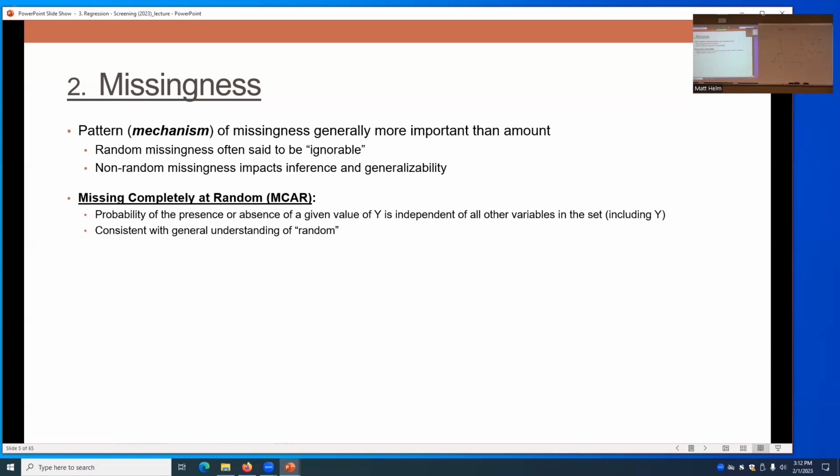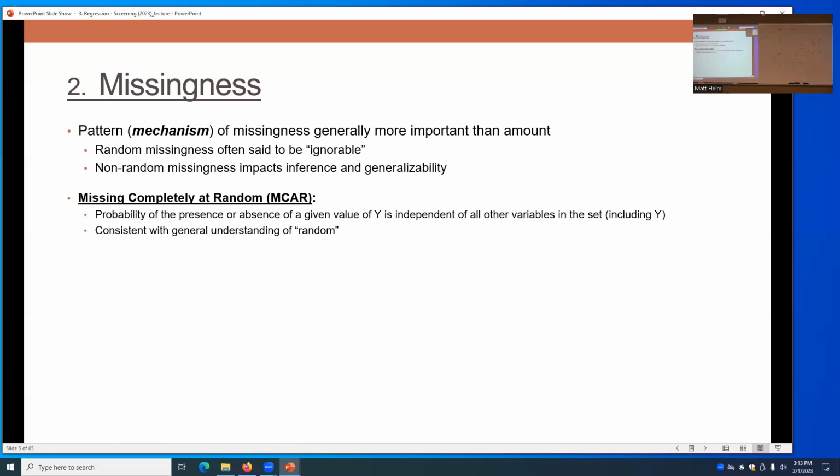If I have something that's missing completely at random, okay, what we're saying is that the probability of the presence or absence of a given value of my outcome is independent of all other variables in the set, including the value of the outcome. Okay. Basically, for any given case, whether or not a value of my outcome is present has no relation to any of my predictors, and also has no relation to the actual value of y, right? So if I were to know that individual's actual score, that score has nothing to do with whether or not it's present or absent.